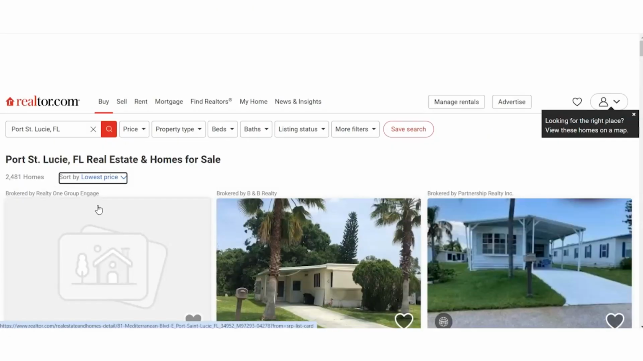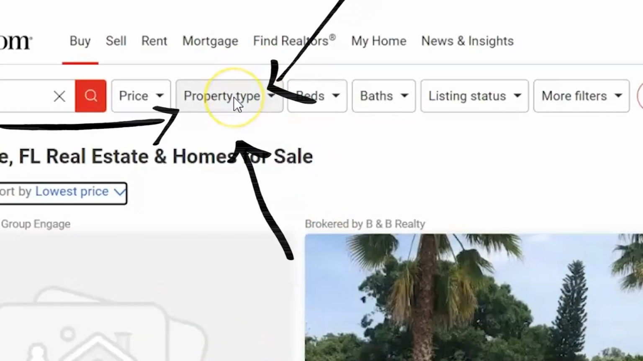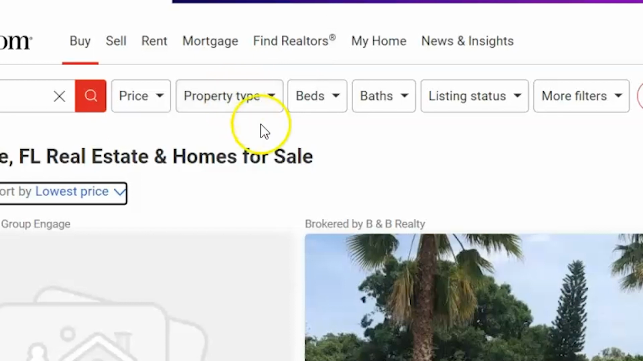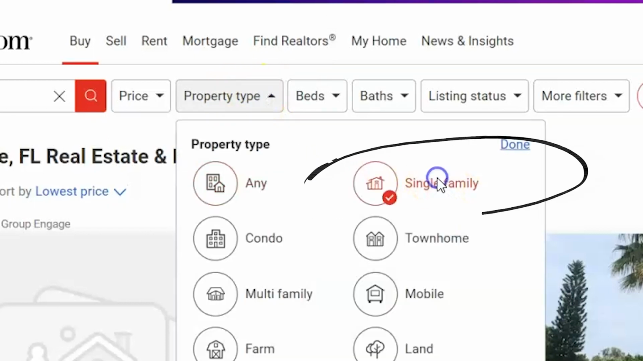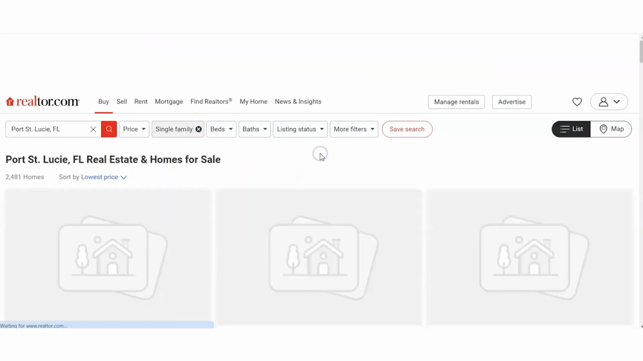Now, the next thing that you need to do is choose the property type, because it's going to default usually to either raw land or mobile home. So I'm going to go to property type, and I'm going to select single family, say done.